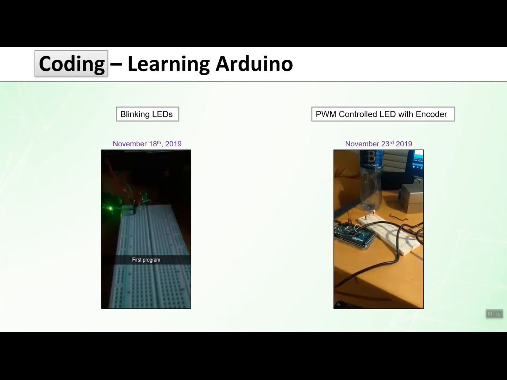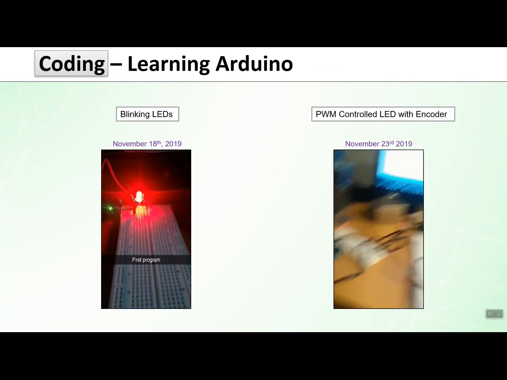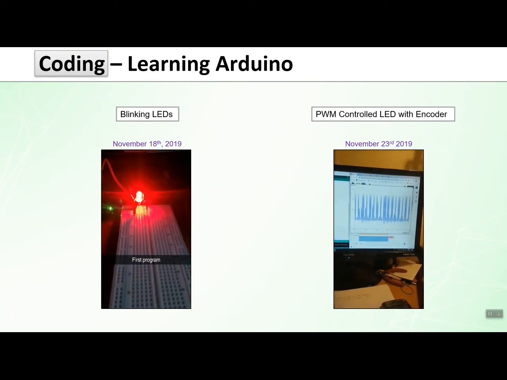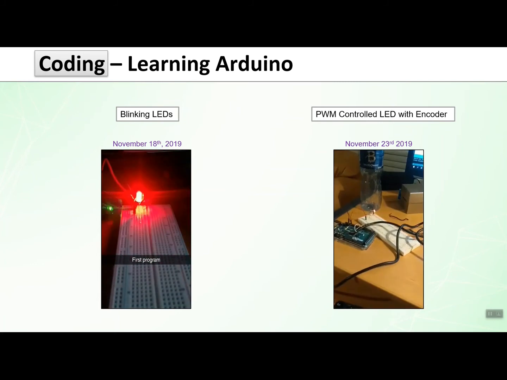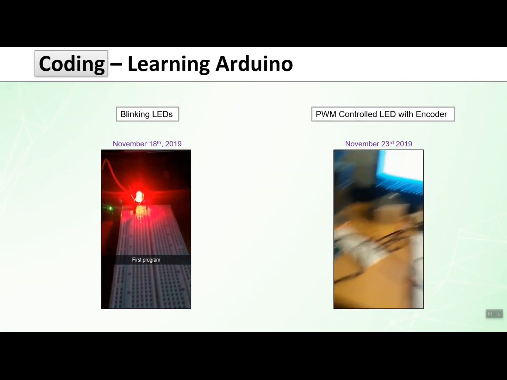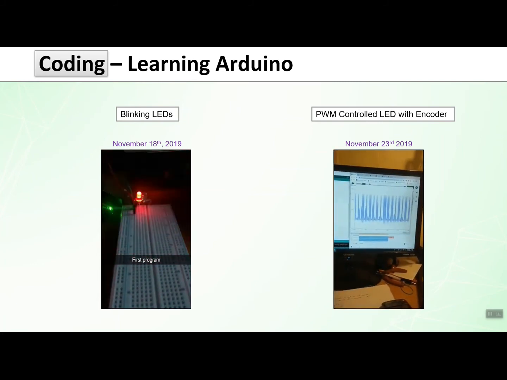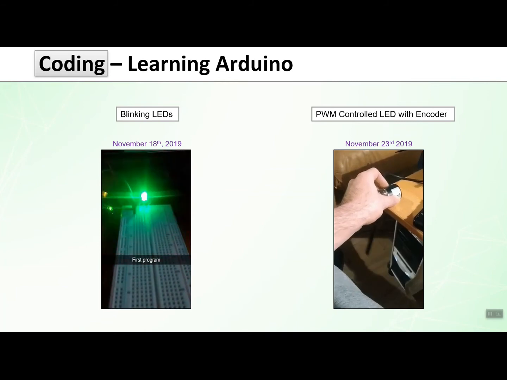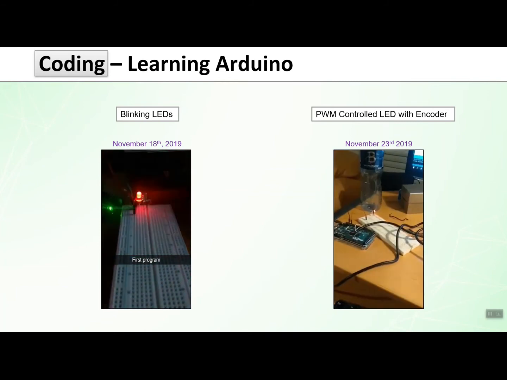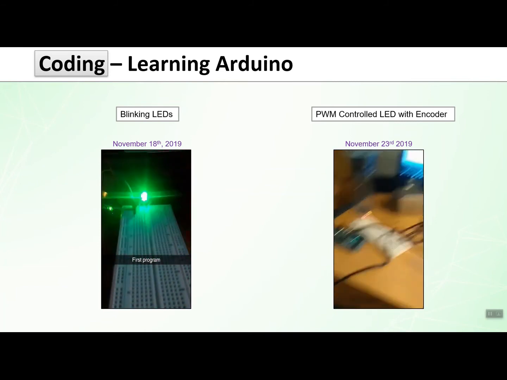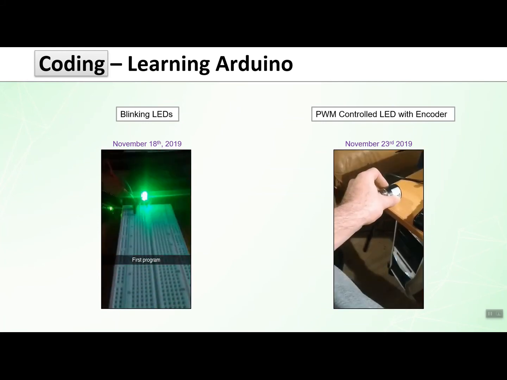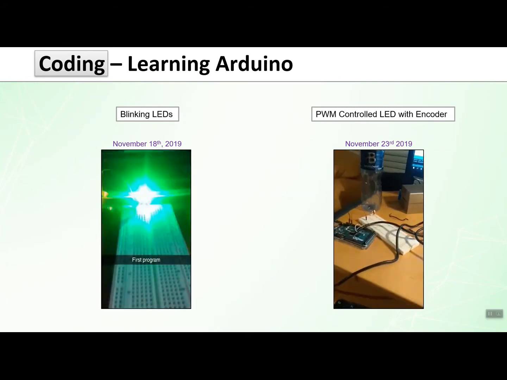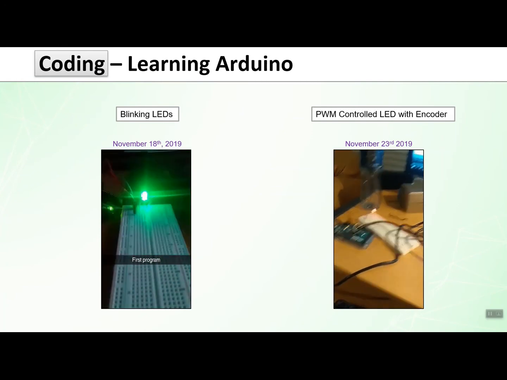I had to learn Arduino coding from scratch, which was quite a lengthy process. I wrote my first program on November 18th. This was a simple program which alternated blinking LEDs. 5 days later, I got the encoder library working and wrote code that could control the brightness of an LED based on the pendulum position.